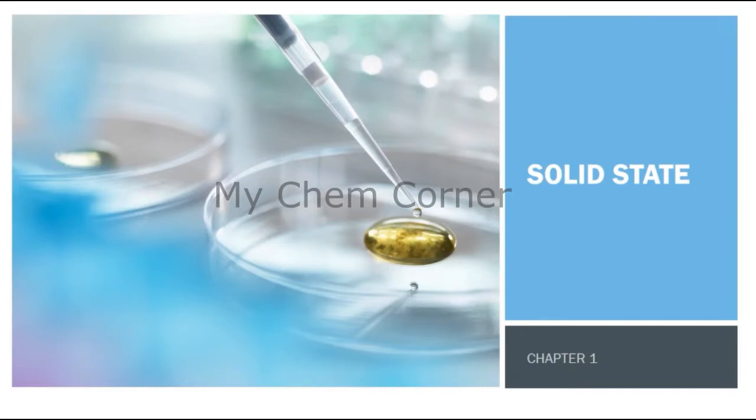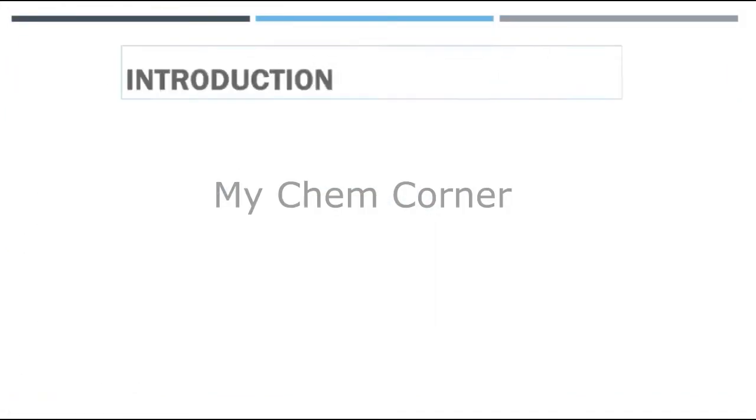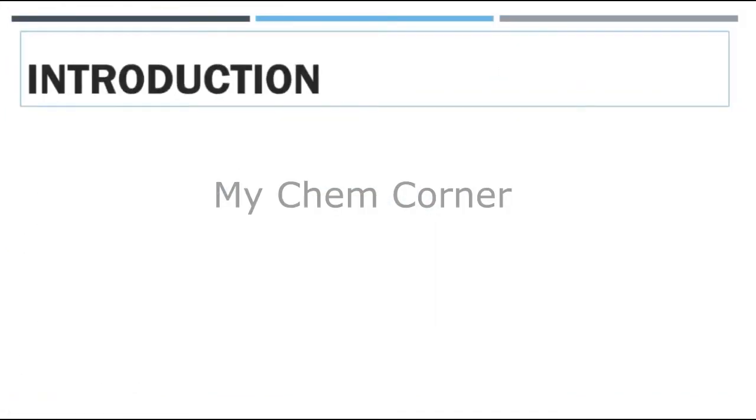So in this video we are going to learn portions related to class 12 or second PUC chemistry. We're starting with the very first chapter from physical chemistry, which is solid state. So in this video we will be starting with the introduction, where we're going to talk about the characteristic properties of solids.